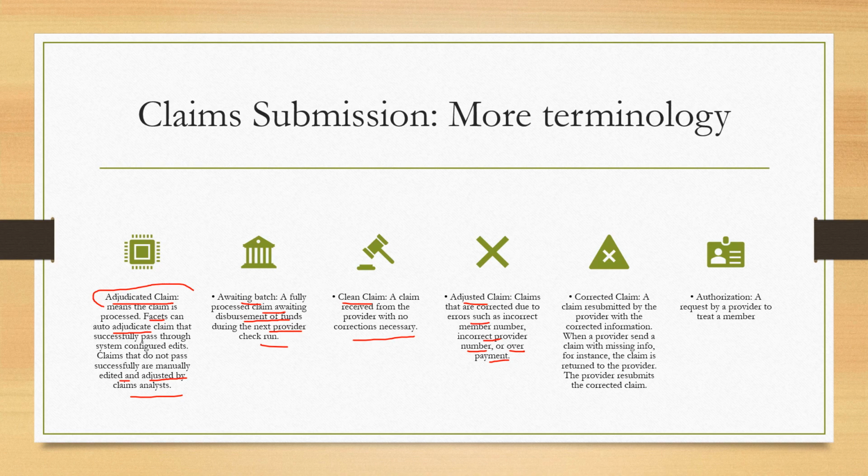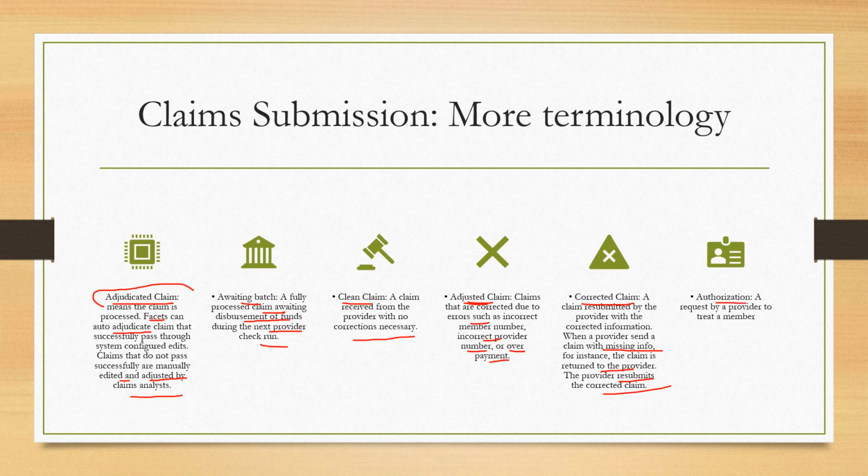And then when a provider sends a claim with missing info, for instance, the claim is returned to the provider, who resubmits the corrected claim. So these are corrected claim, adjusted claim, clean claim, awaiting batch, and adjudicated claim.